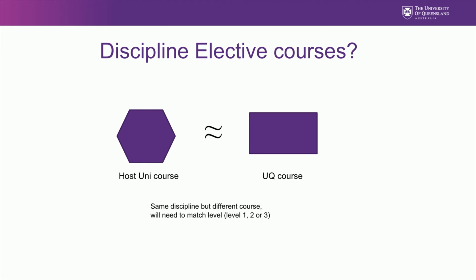They just need to fit into that discipline of study at the right level, for instance level 1, 2 or 3. This allows you to study courses that aren't available at UQ. But as long as they belong to the discipline that you are specialising in, you can get credit towards your majors or your degree as a whole.